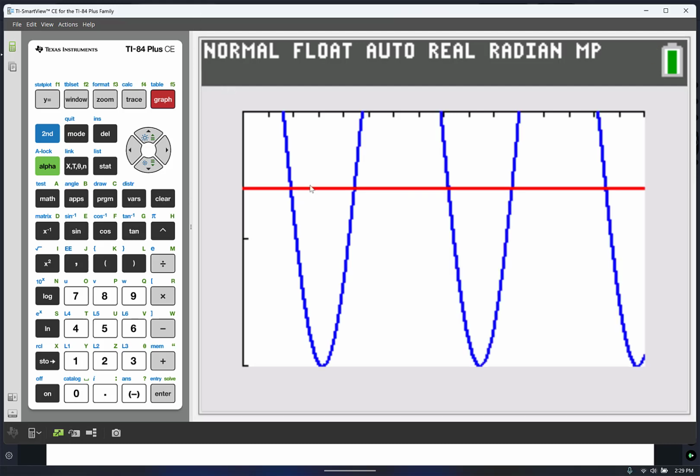Look at that. 1, 2, 3, 4, 5. Those intersections, yeah, my calculator is a lot faster than yours because it's coming from a laptop. Those intersections are the answers that I just wrote right now.